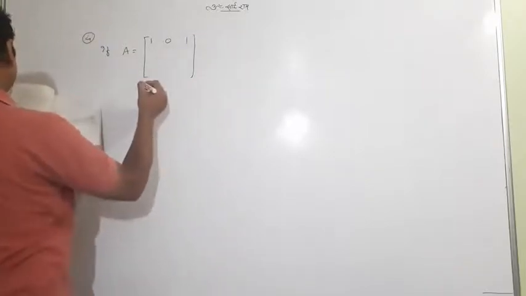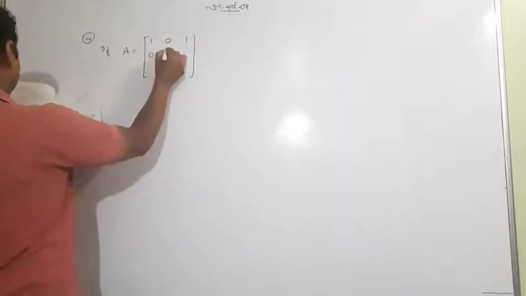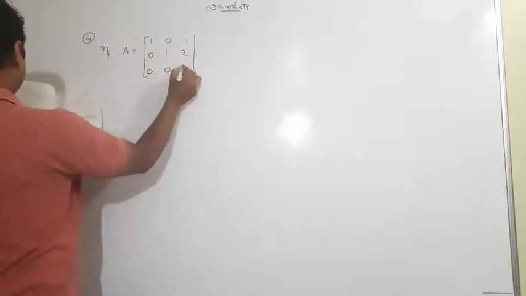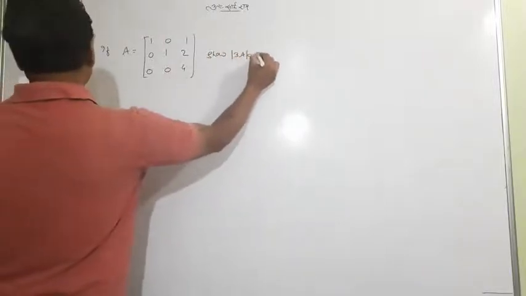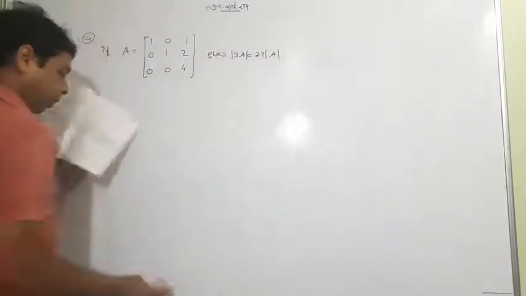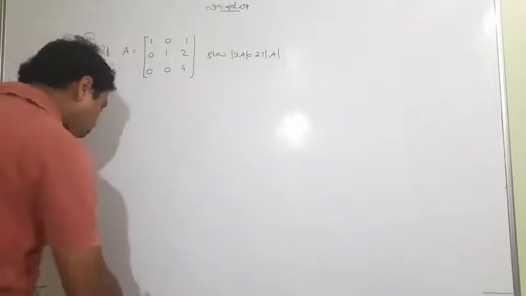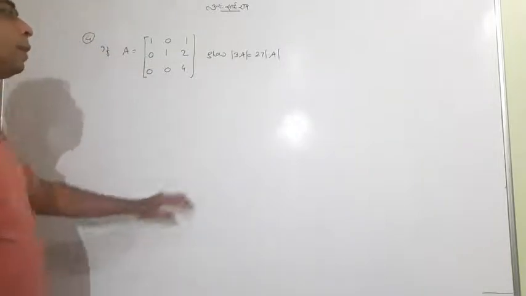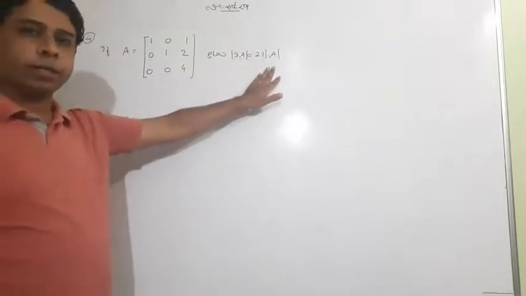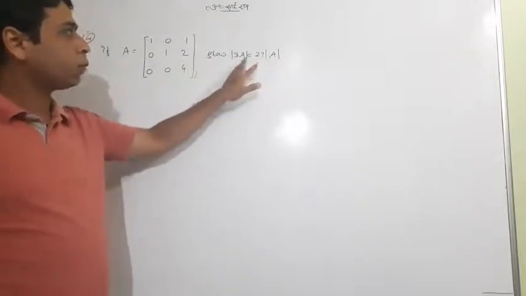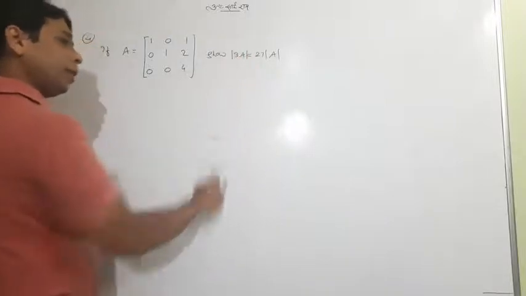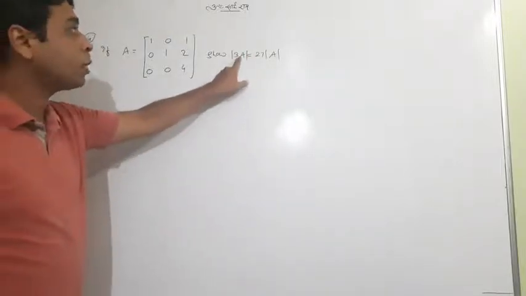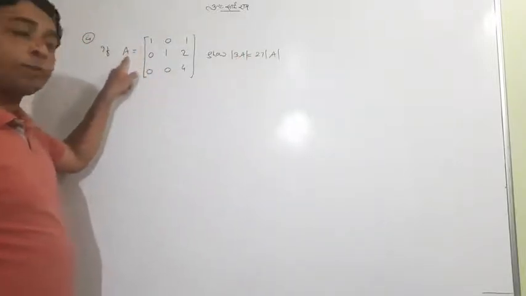This time it is given a matrix A with rows 1, 0, 1, then 0, 1, 2, and 0, 0, 4, and show that 3A determinant is equal to 27 determinant A. Okay, don't bother about all this. Just go with left hand side equal to right hand side. Okay, what does the left hand side say? Determinant of 3A. So first find what is 3A. First of all you have to find 3A.